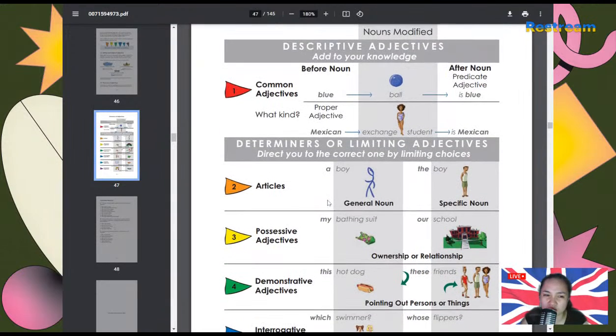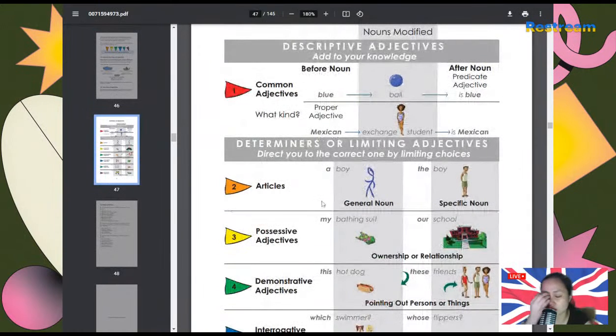Okay, that is all for the adjectives. It is very short only. We're already done with chapter 2, and we will have chapter 3 tomorrow, in the next session that we will have.